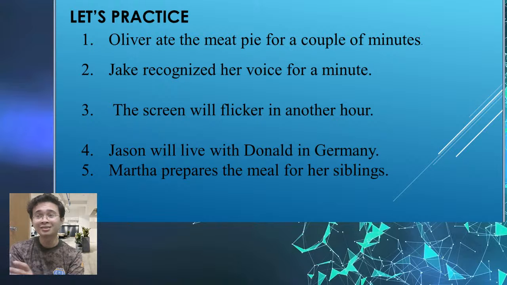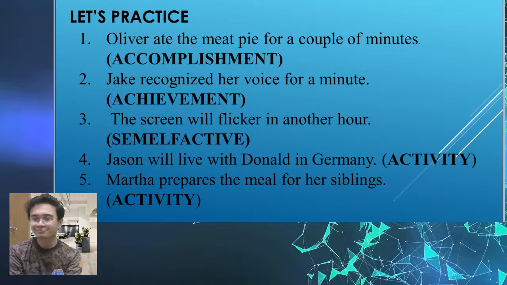Okay, done? So this time, let's check your answer if you got all of them correct. Okay, now, so this is our answer. For number 1, the verb there is ate. Okay, so we have Oliver ate the meat pie for a couple of minutes. So the ate here is an example of an accomplishment verb. Why? Because the word ate shows a result.